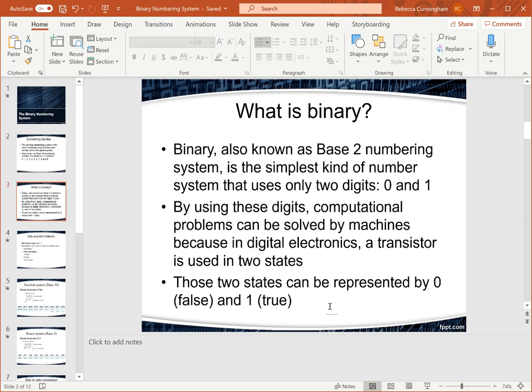So what is binary? Binary is also known as the base 2 numbering system. It is the simplest kind of numbering system because it only uses 2 digits, and we're going to use 0 and 1 to represent that. By using these digits, computational problems can be solved by machines because in digital electronics, as you may have learned in 1403, a transistor is used in 2 states. Those 2 states are represented by 0, which means false, and 1, which means true.